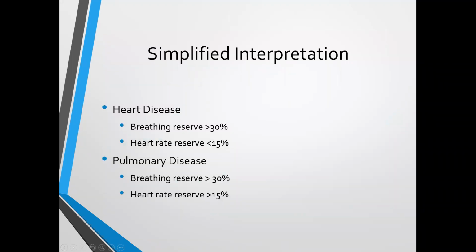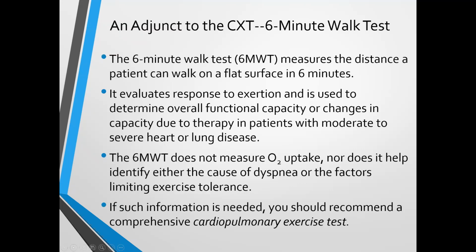Simplified interpretation. So again, I'm not saying you should use one or the other, but some of these you can look at is your breathing reserve. So calculate the maximum minute ventilation, and then go 30% down from that. If it's heart disease, breathing reserve is greater than 30%, heart rate reserve is less. And for pulmonary disease, if you think of it, breathing reserve is greater than 30%, heart rate reserve is greater than 15%. So that's another way of looking at the same thing.